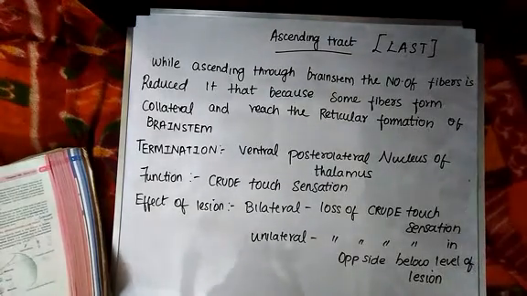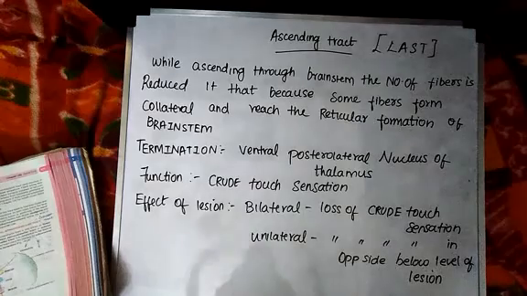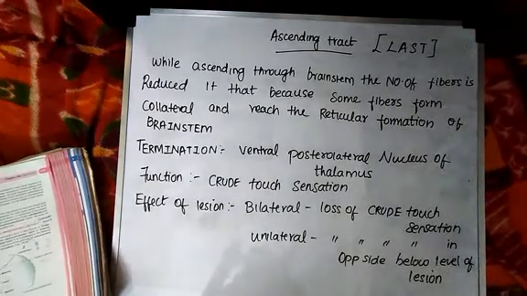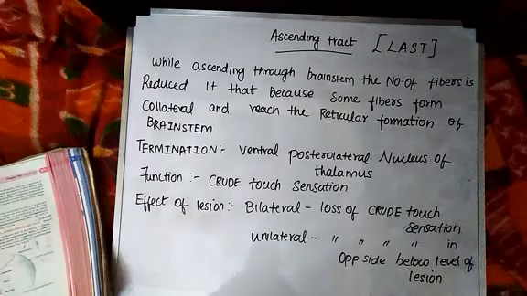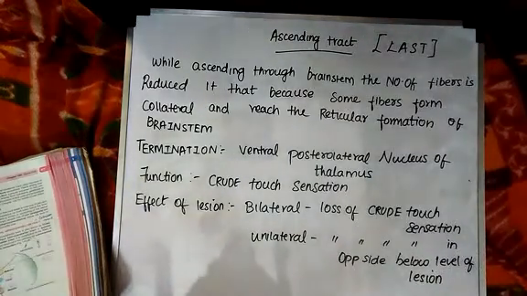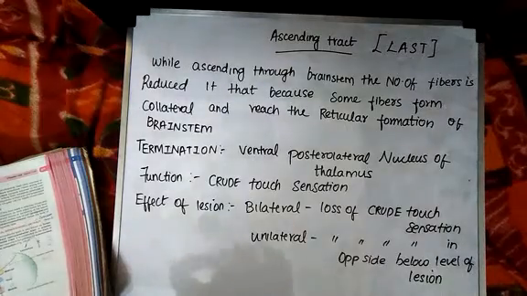Back side. So ventral, posterior. So these two get together. That nucleus lies in three: anterior side, posterior side, as well as lateral side. Okay, so ventral posterior lateral nucleus of thalamus. So what is the function? I already said crude sensation.